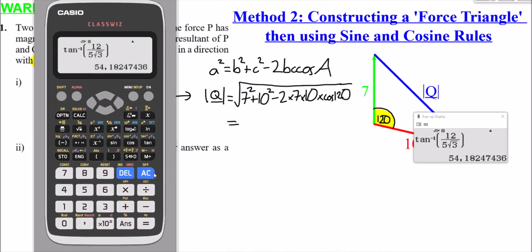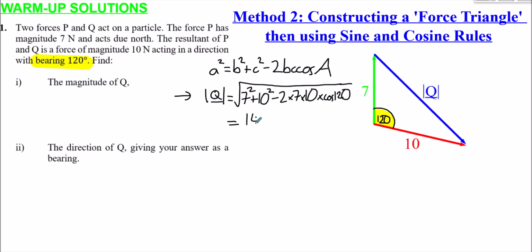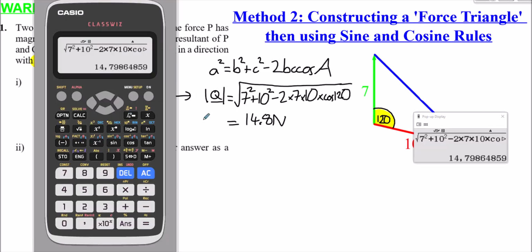So if we now just bang this into the calculator, square root 7 squared plus 10 squared minus 2 times 7 times 10 times cos 120, we get exactly the same solution which you would expect, so 14.8 newtons. So I'm going to leave that in my calculator, in fact, so we can substitute in that magnitude of Q with what the magnitude of Q actually is. So the magnitude of Q is about 14.7986.